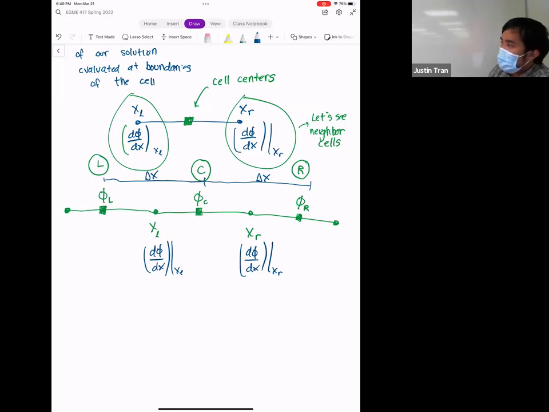The next step is that we're going to use our neighboring cells. We're going to use their solution values to help us evaluate these derivatives.